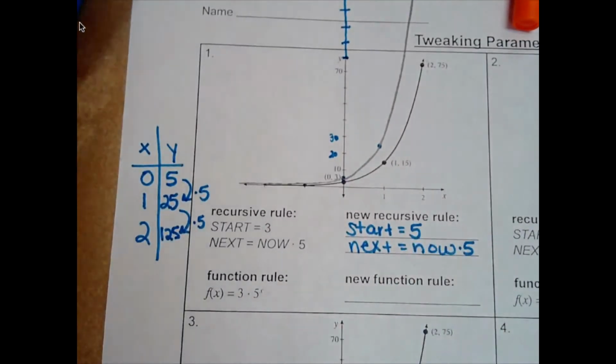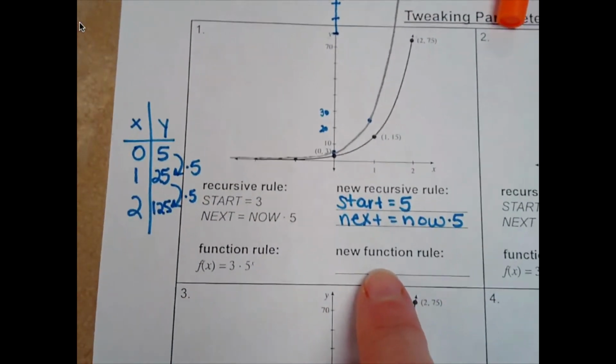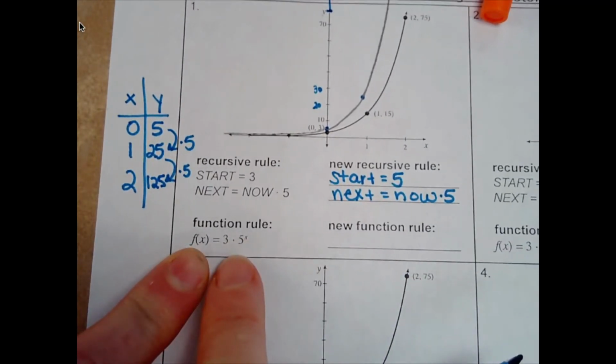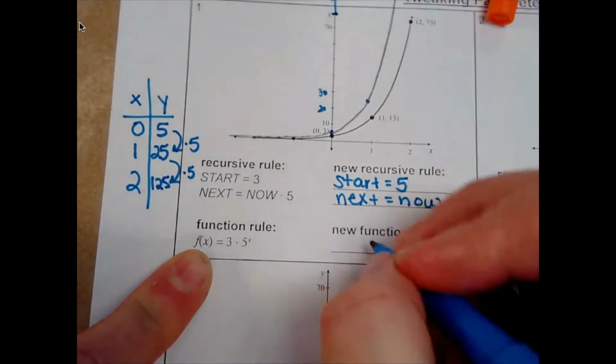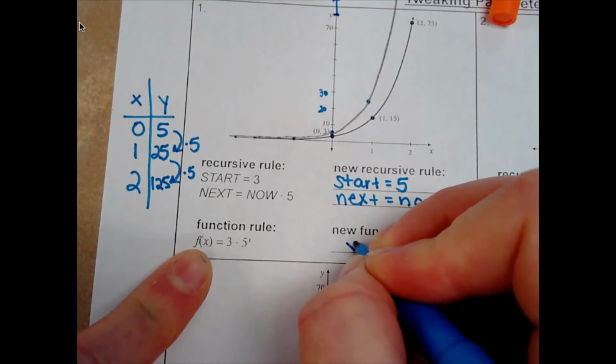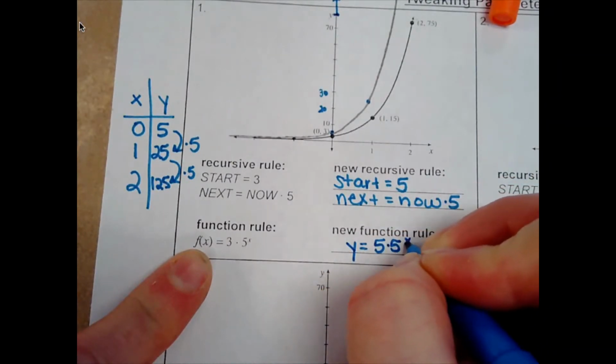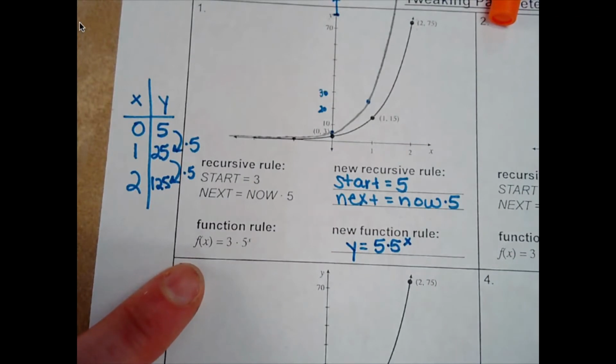All right, so how would we write the new function rule? Look at our original, 3 times 5 raised to the x. Following that same format. What? Yep. I'm just going to write y equals, because we know y equals and f of x equals is the same thing. So y equals 5 times 5 to the x.